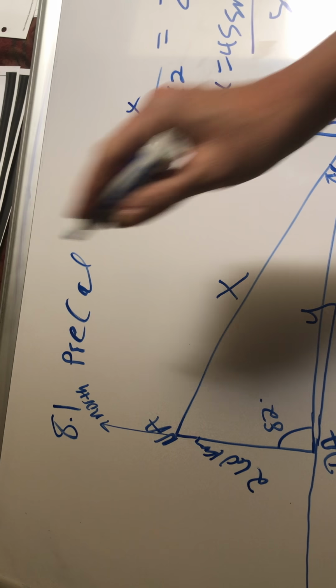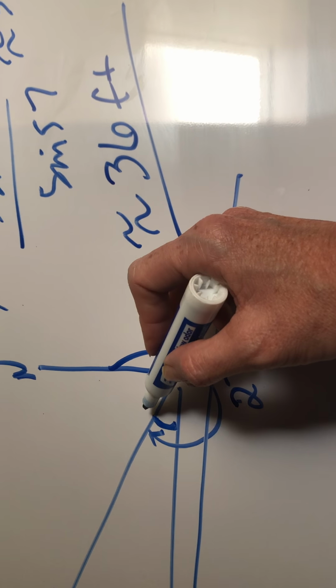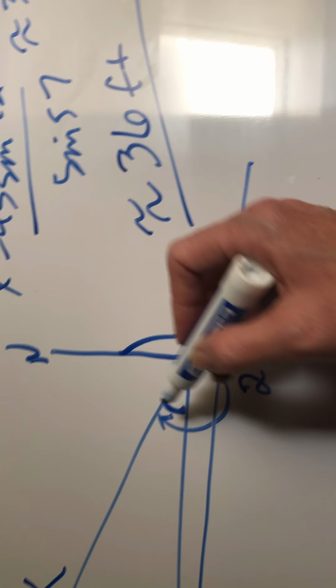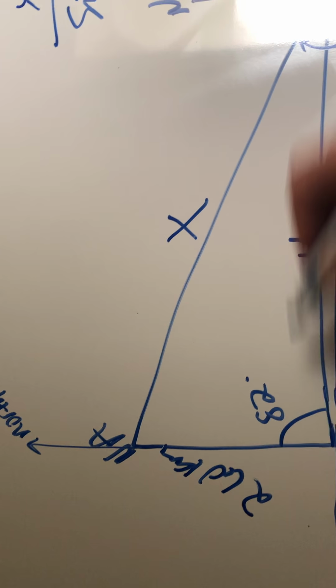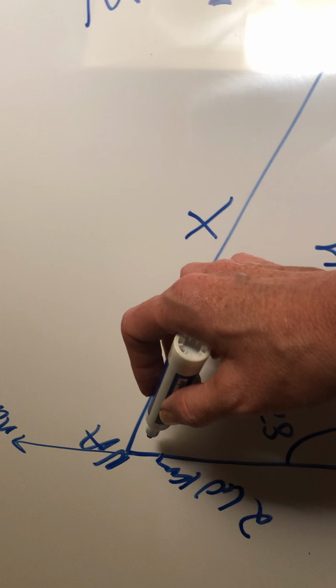Because these are both due north, we can find this angle right here, because I need the angles in the triangle. I've got this one. I need this little one, and I need this one up here.